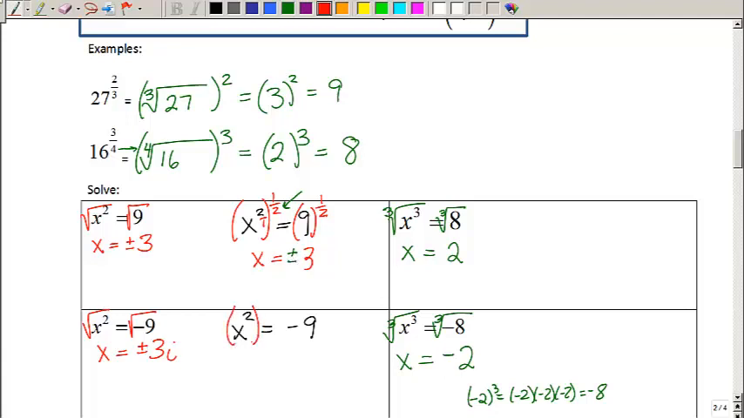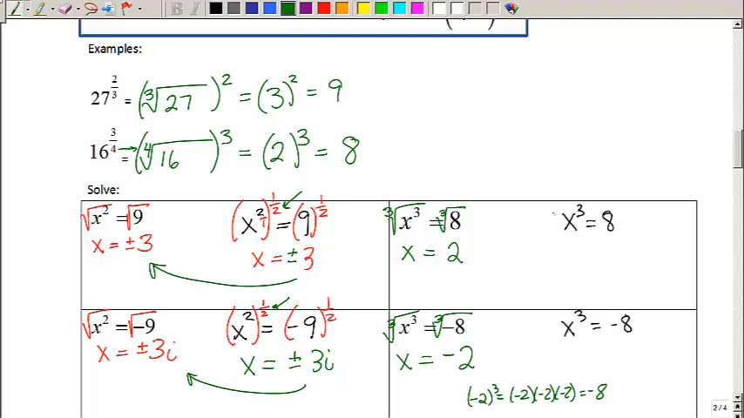Similarly, below, when I raise both sides to the 1/2, because the 1/2 exponent is the same as the square root, I have to put a plus or minus here. Because that denominator right there is even, I have to put a plus or minus, and I still get 3i. Notice that these answers are the same. This is just another way of thinking about it, which is going to help us when we're working on rational exponent equations. Let's take a look at these green equations over here.